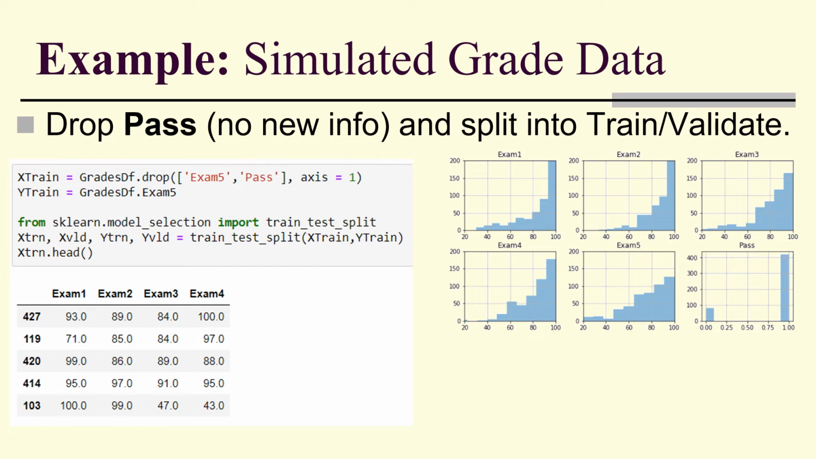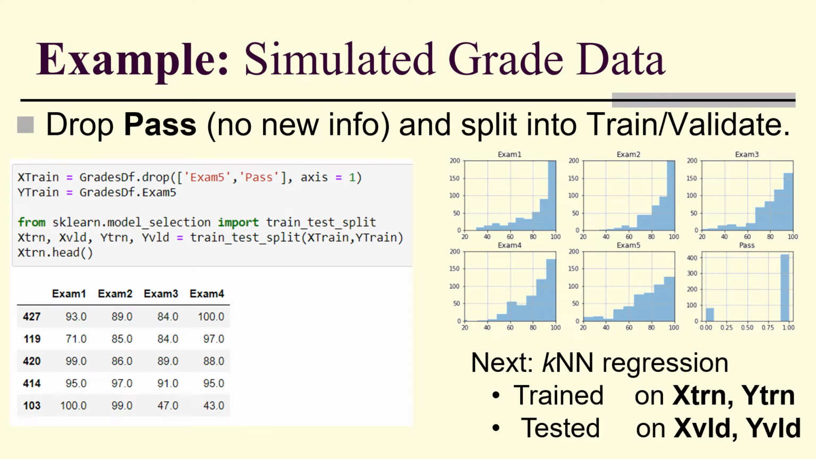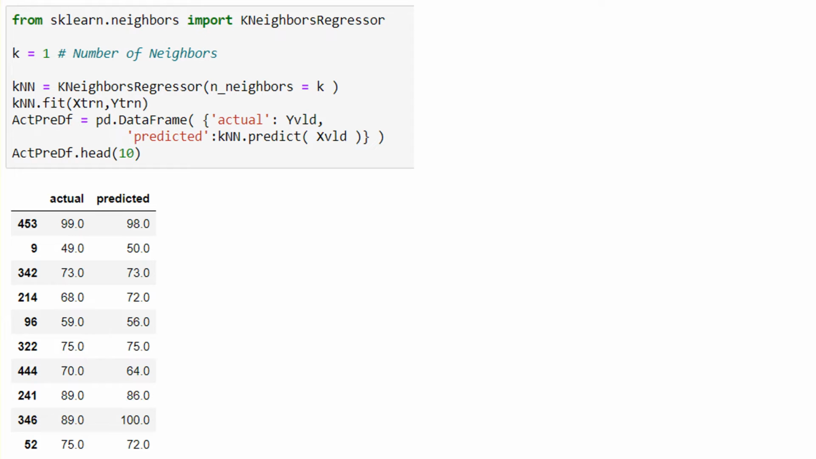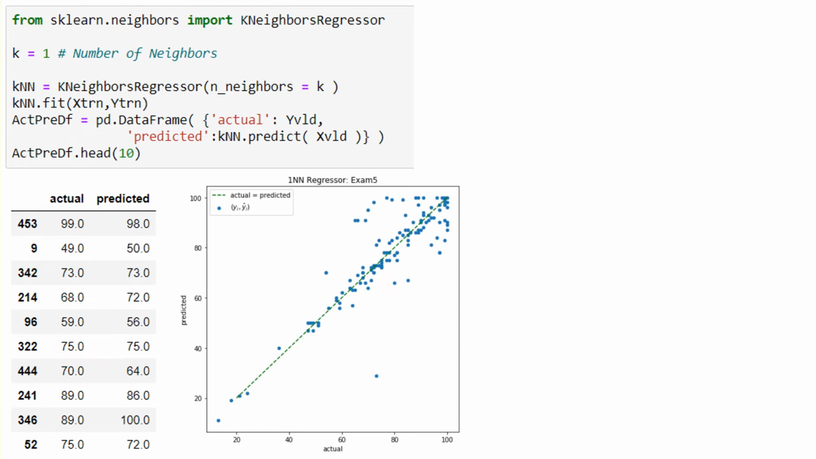Here we see the code to do this in Python. And there's our training set, the 4 exams. Then we'll do some kind of k nearest neighbor regression. We'll train it on the training set and we'll test it on x VLD, y VLD, because we're going to be validating to get the best parameter. What's the best k, for instance? So here you can see that process.